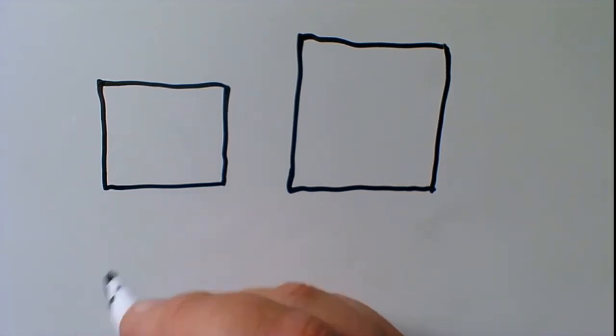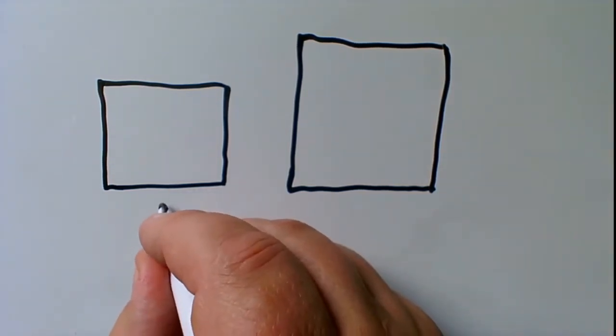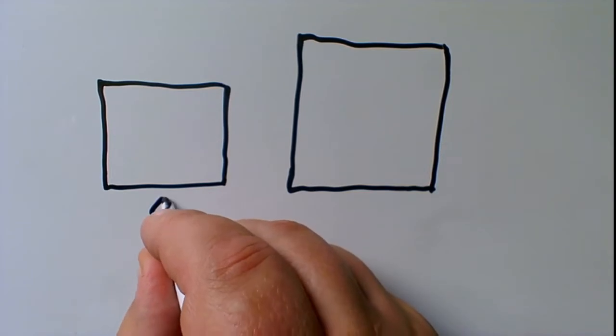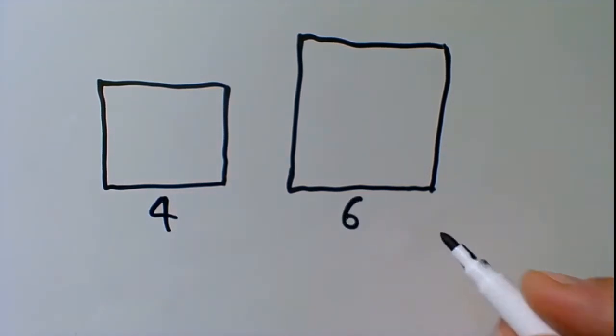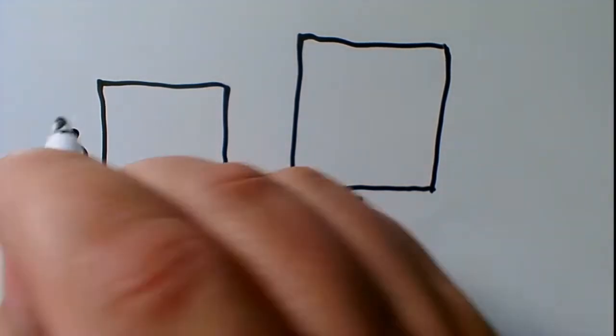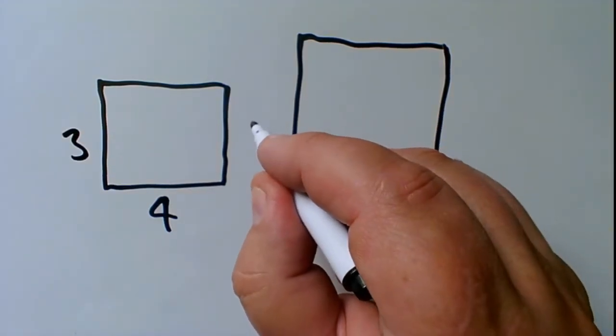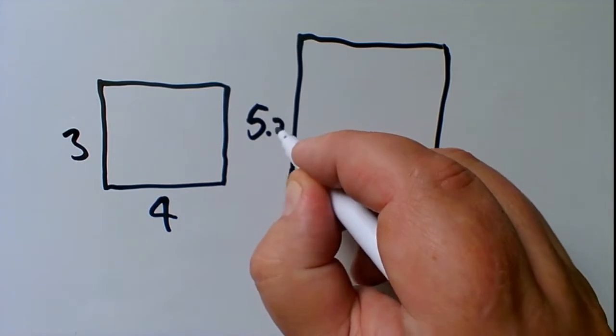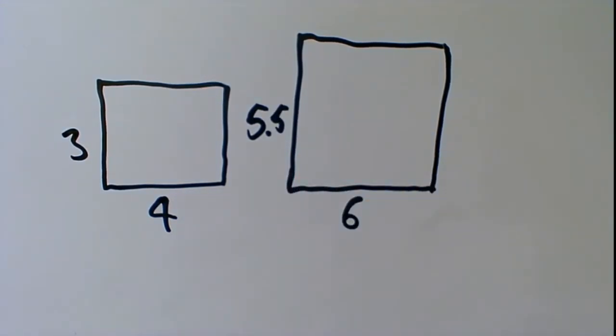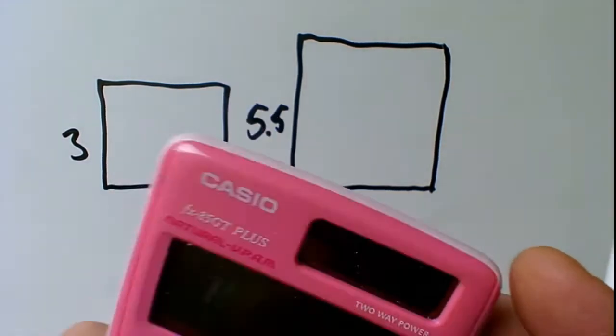But let's say we've got some rectangles and that we're told that this one is 4 and that this one is 6 and that this is 3. And let's go for this one being 5.5. And then what you've got to say is, are these rectangles similar or not? So don't worry that it doesn't look to scale. That's how they do it deliberately in the exam.